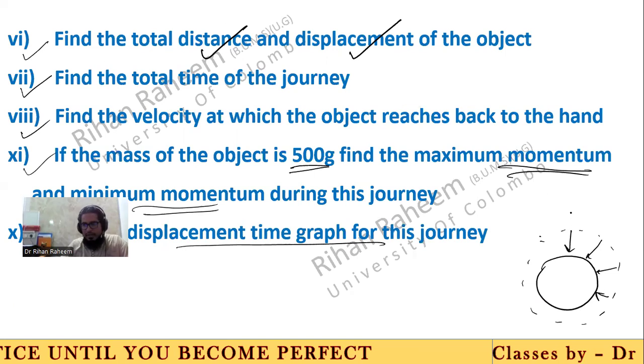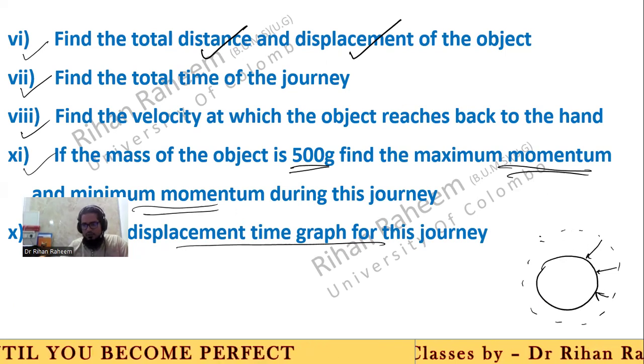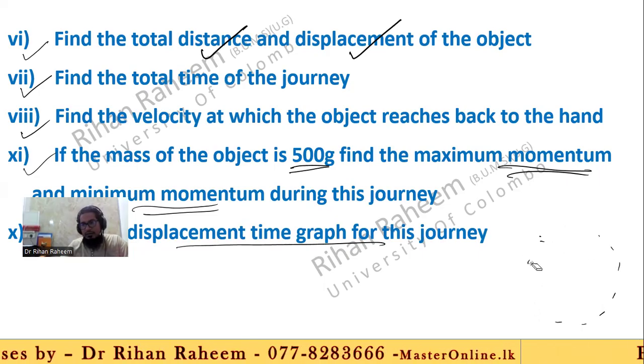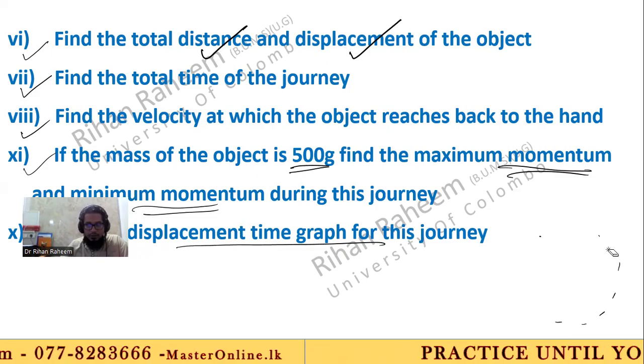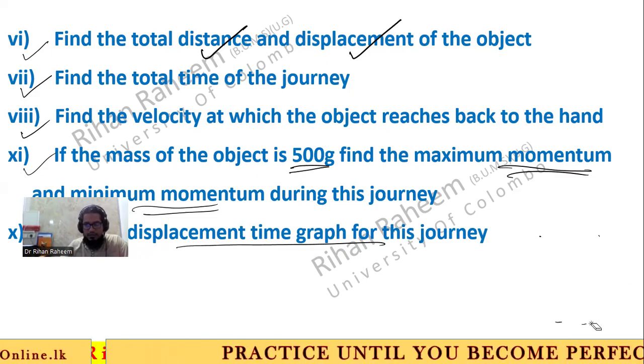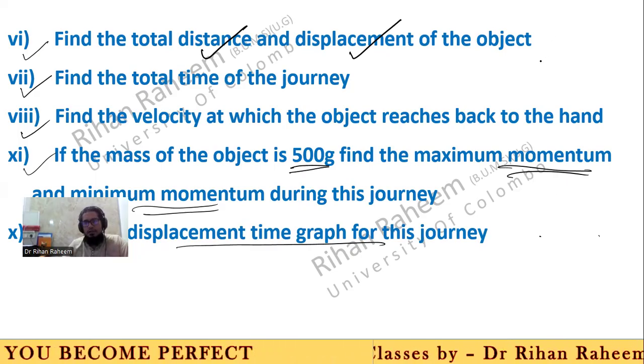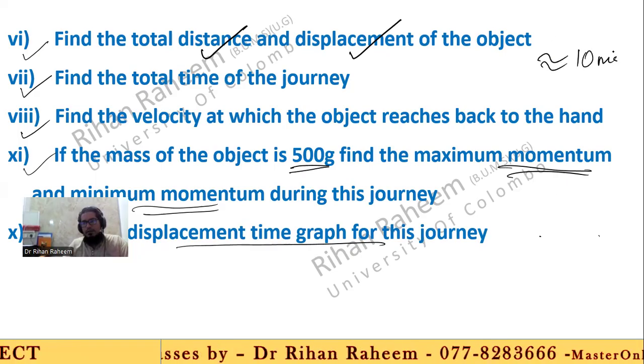Actually, it is 9.8 ms minus 2. For our syllabus and for our calculation, we take it as 10. London syllabus students take it as 9.8 because they have the calculator. They can use the calculator when doing calculation, but we can't use calculators. So we round it off to 10 ms minus 2.